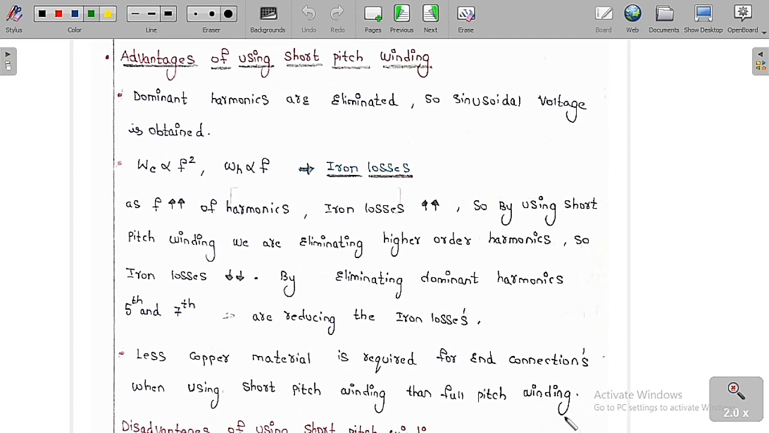So let me do the conclusion of the advantages of the short pitch winding. The first one is, we can remove the dominant harmonics with the help of short pitch winding. If we remove the dominant harmonics, their respective iron losses are also going to get reduced, and less amount of copper material is required because in a short pitch, the overhang in connecting the conductors in the slots is very less. So if less copper material is required, then the cost is also going to decrease if you go for the short pitch winding. So these are the three main important advantages of the short pitch winding.